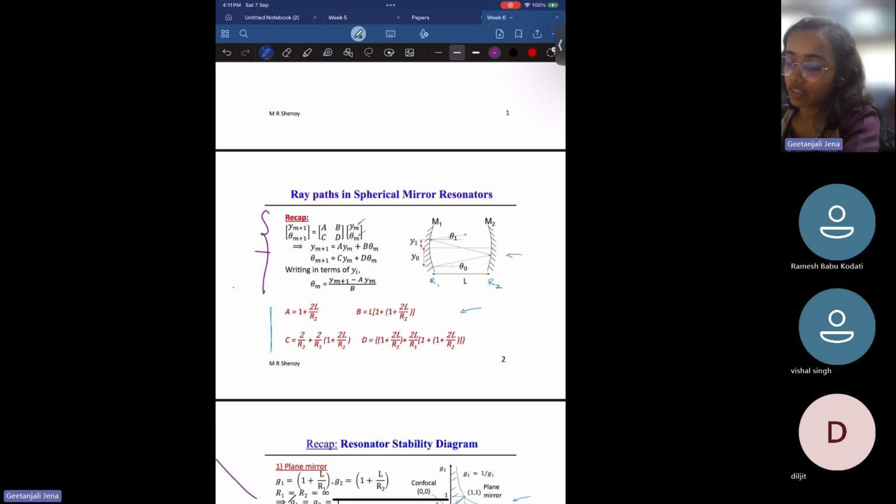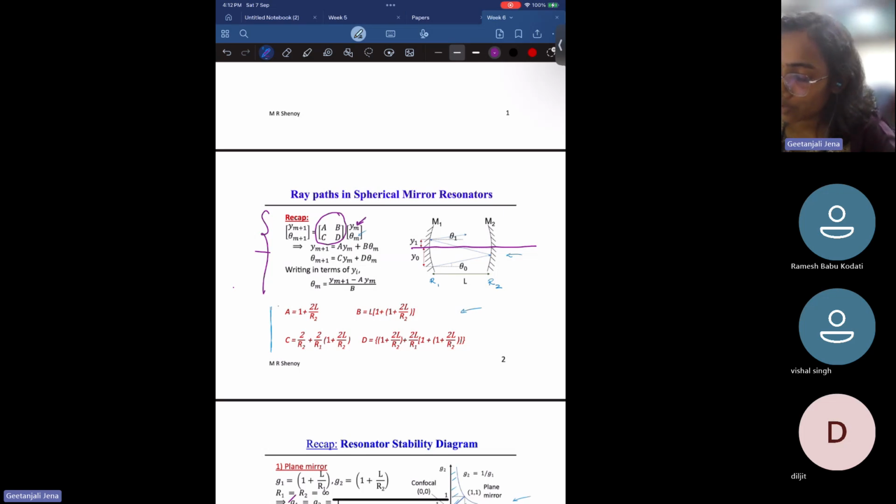So inside a spherical mirror resonator, we have this ray transfer matrix relation, in which Y_(m+1) and theta_(m+1) are related by the ray transfer matrix ABCD to Y_m and theta_m. So Y_m defines the position of the beam with respect to the optical axis, and theta_m is the angle made by this ray with respect to the horizontal. So these are all related by this ray transfer matrix, which is ABCD.